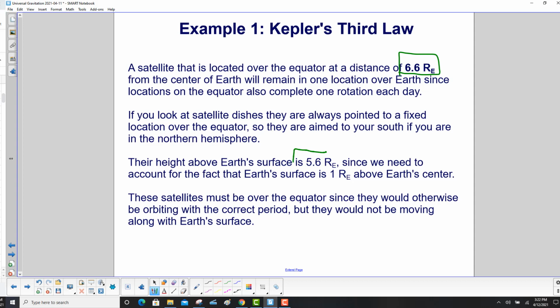Their height above the Earth's surface, however, is only 5.6 times the radius of the Earth, since we need to account for the fact that Earth's surface is one radius above the Earth's center. These satellites must be over the equator, since they would otherwise be orbiting with the correct period, but they would not be moving along with Earth's surface.